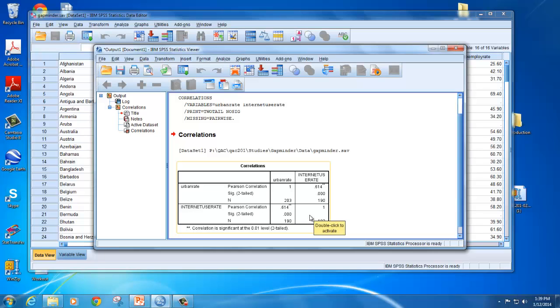Therefore, the cells that we are most interested in are essentially this cell and this cell, which provide the same information. In this command, I could have added income per person to create a 3x3 table, or I could rerun the command replacing urbanicity with income to create a second 2x2 table. Let me rerun this correlation, but for income.